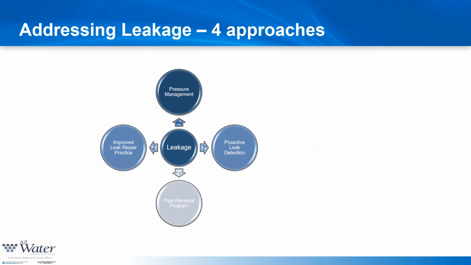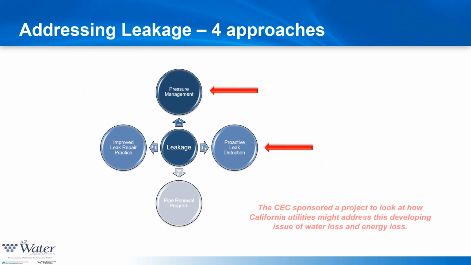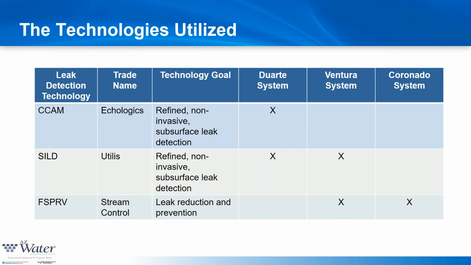So these are the four major metrics we look at for leakage. What we're going to focus on here are these two: pressure management and proactive leak detection, basically subsurface, non-invasive leak detection. And that's why CEC sponsored this, so we can figure out what is the actual lost energy associated with lost water.